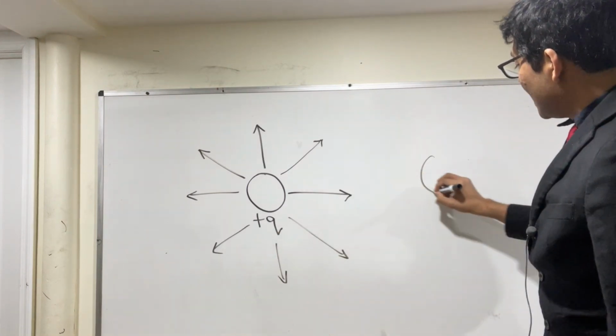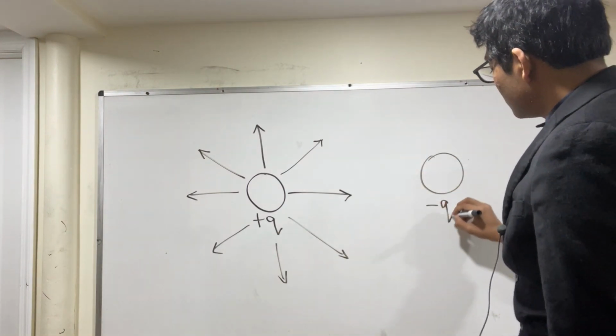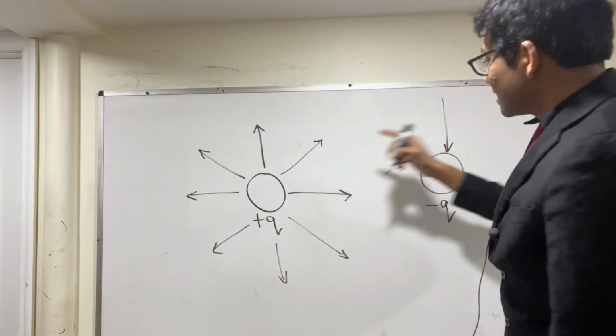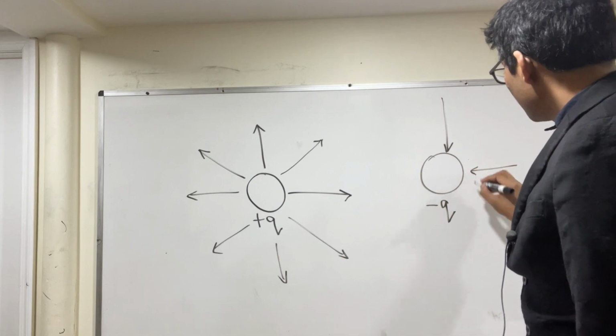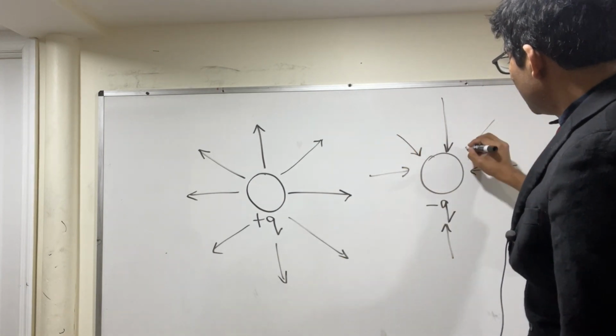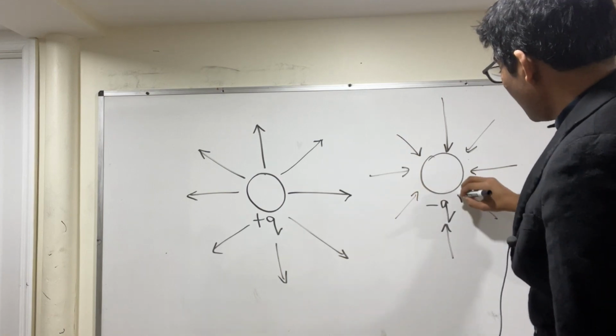What about a negative charge? Radially inwards? Radially inwards, that's correct. So all of it looks exactly like this, but all the field lines are pointing inwards instead of outwards. Isn't that wonderful? No, it isn't.